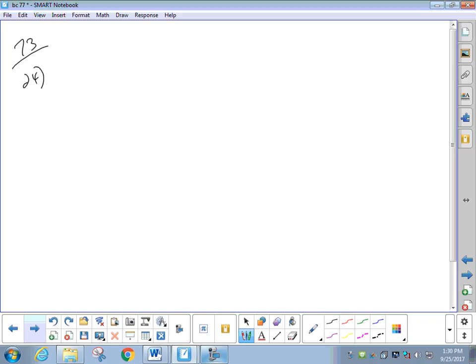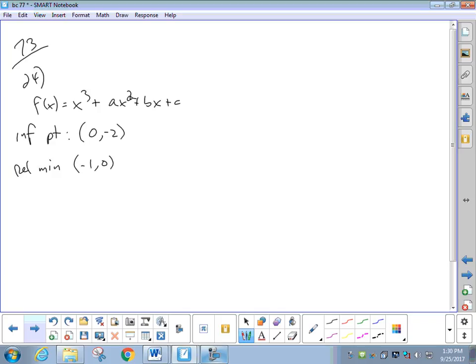Okay, so you've got this cubic, x cubed plus ax squared plus bx plus c. And I suppose you're supposed to fill in the gaps, a, b, and c. You have an inflection point at 0, -2. You have a relative min at -1, 0. I guess the first thing I can do to help you get over the hump is to understand that each of those really communicates two conditions.